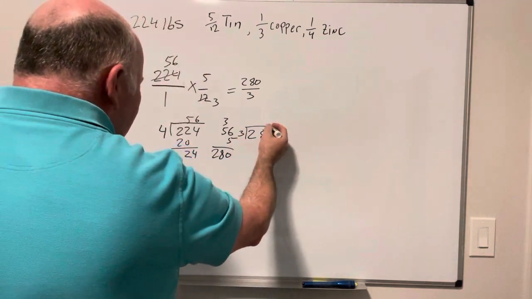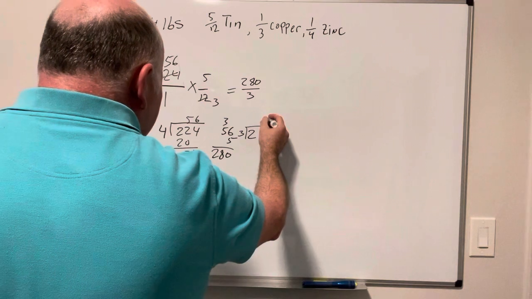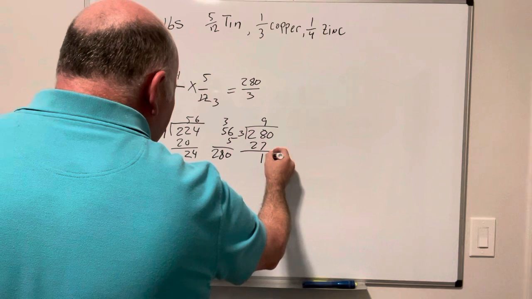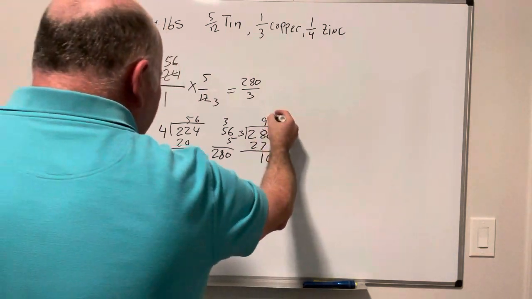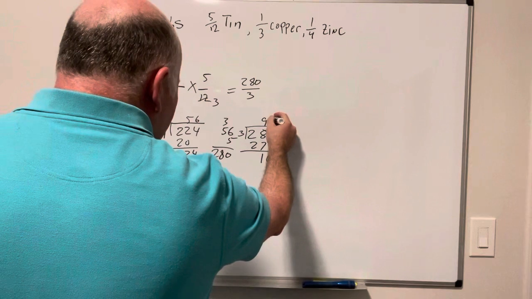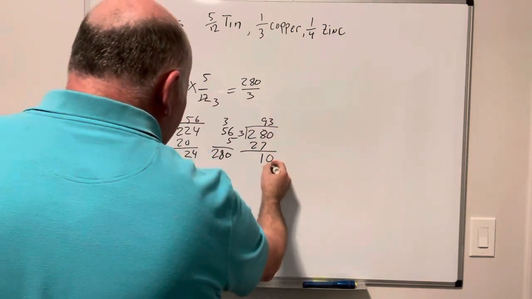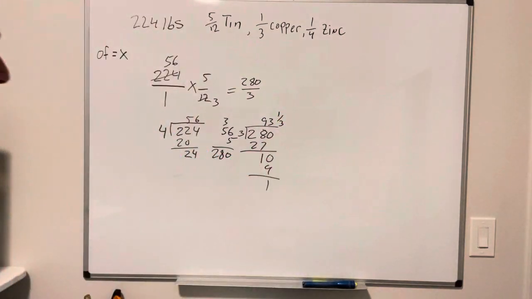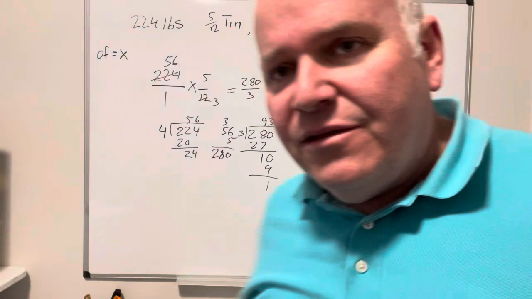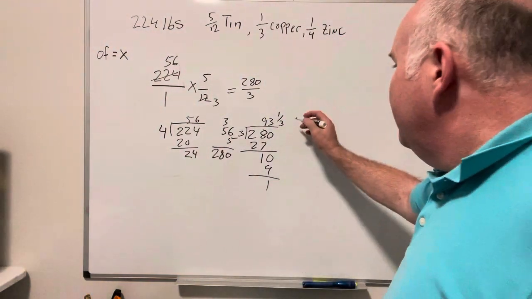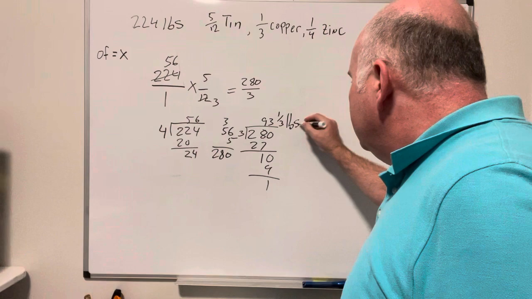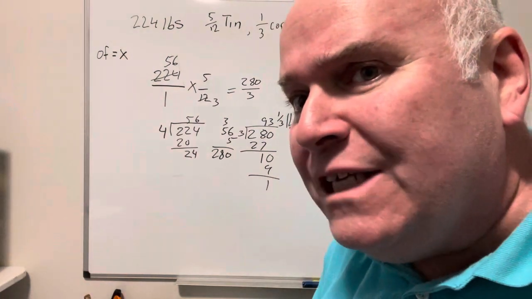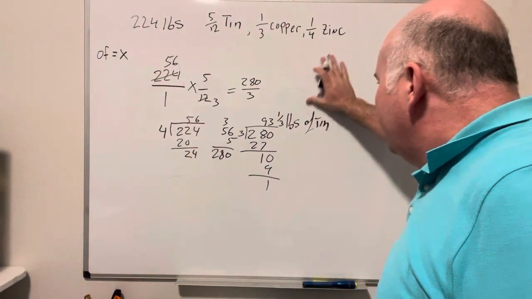So 3 goes into 28. Let's see, 9 times 3 is 27, right? So there's 9. And there's 27, and we bring down the 0. 28 minus 27, 1. There's 10, and 3 goes into 10 3 times. And what's the balance? That's 9, that's 1. 93 and a third. Bam! There it is. 93 and a third pounds of tin. Right? That's it. There's no more multiplication. You're done. 93 and a third pounds of tin.